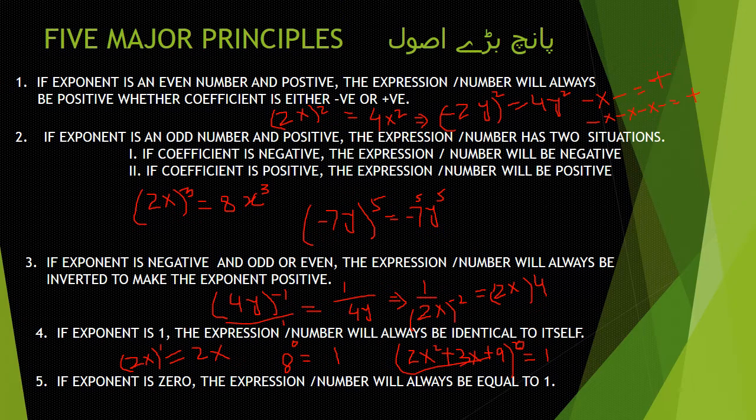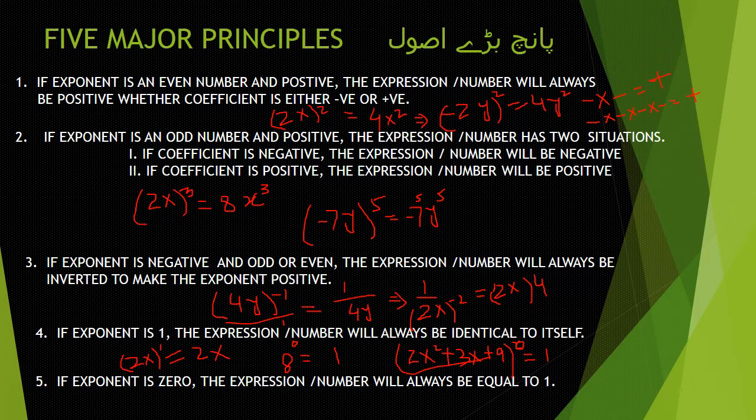That is why any algebraic expression which is raised to the power of an even number, even if its coefficient is negative, will again be a positive expression. Now I am coming to rule number 2. If the exponent of an algebraic expression is an odd number and positive, in this situation there are 2 conditions, there are 2 situations. Now we will look at the coefficient.